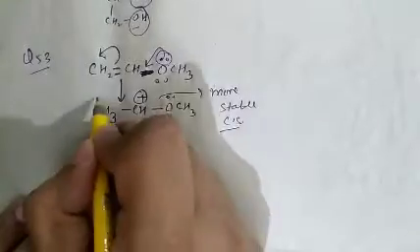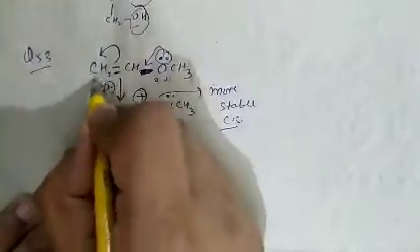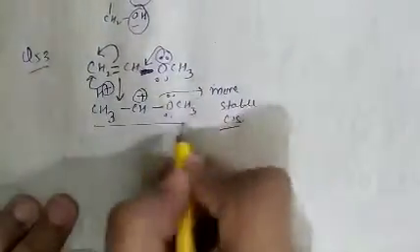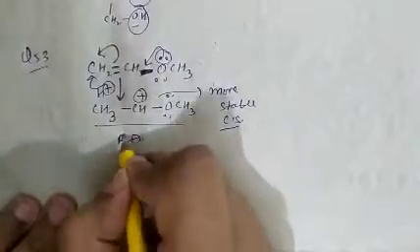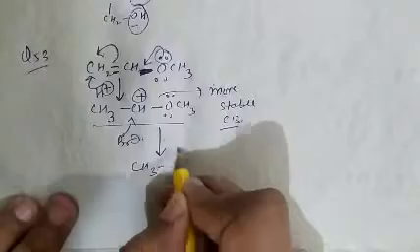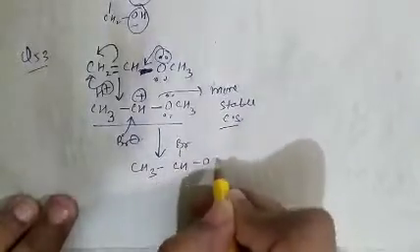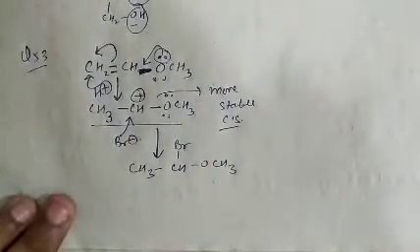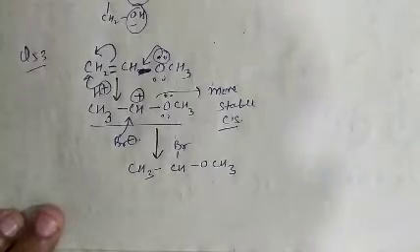So H plus ion attacks at this position, so it forms this. Now Br minus will attack at this position. The product formed will be CH3CHBrOCH3 as the major product. So question number 53, option B is correct.